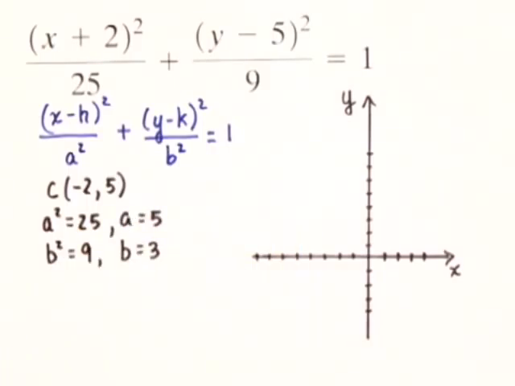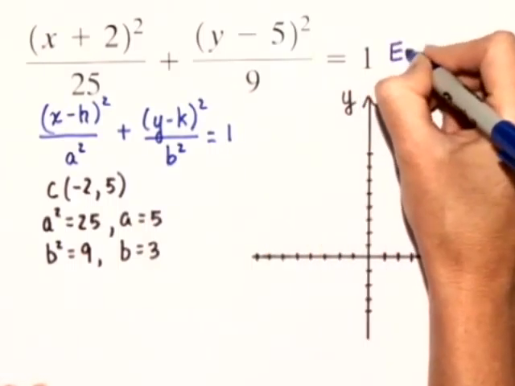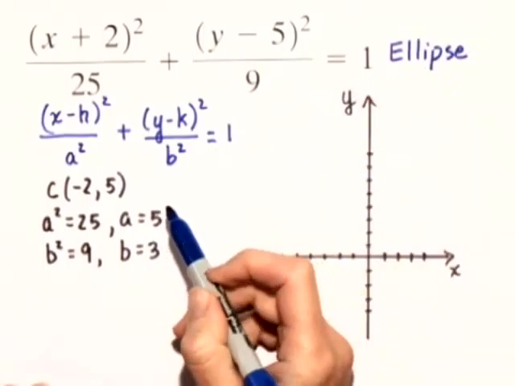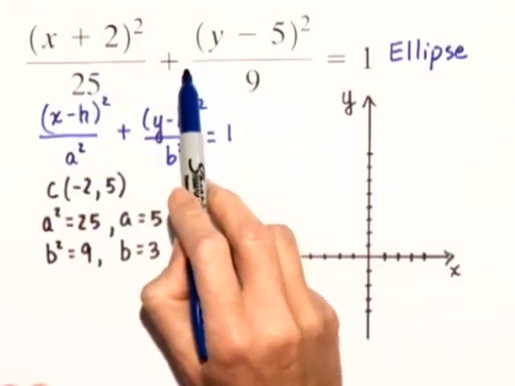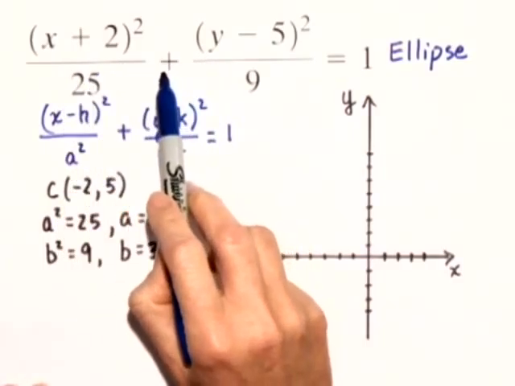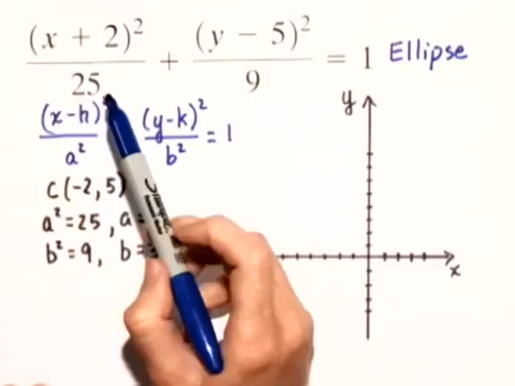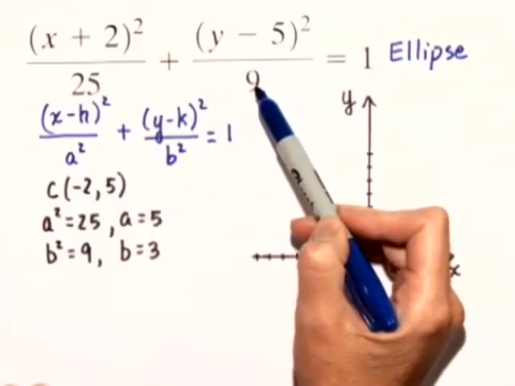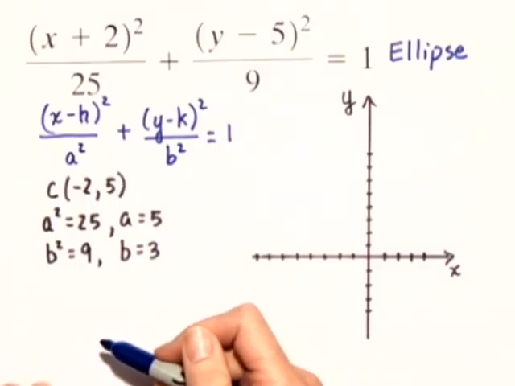Now, we know that this equation defines an ellipse. The reason we can tell is because in standard form we have the x squared term and the y squared term on the same side of the equation. They both have positive coefficients, but they have different positive coefficients because in the first one we have 25 in the denominator and for the second one we have 9 in the denominator. So therefore it's an ellipse.